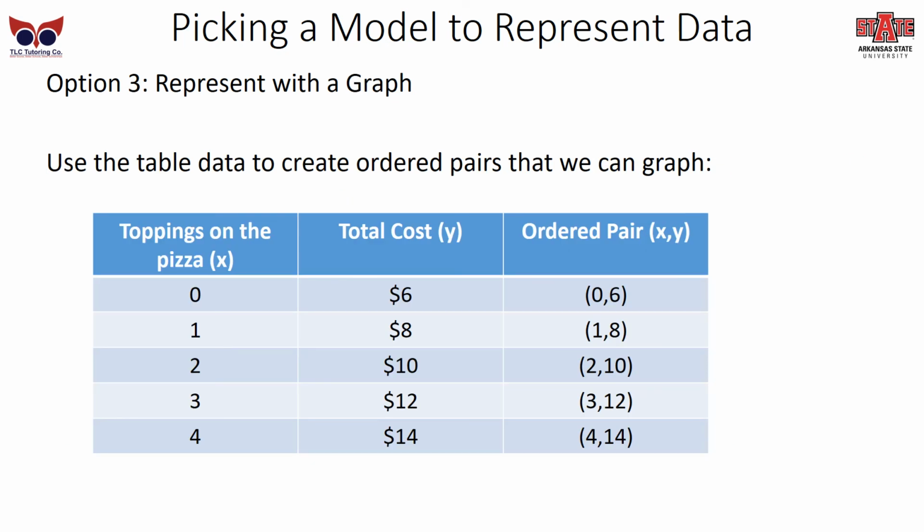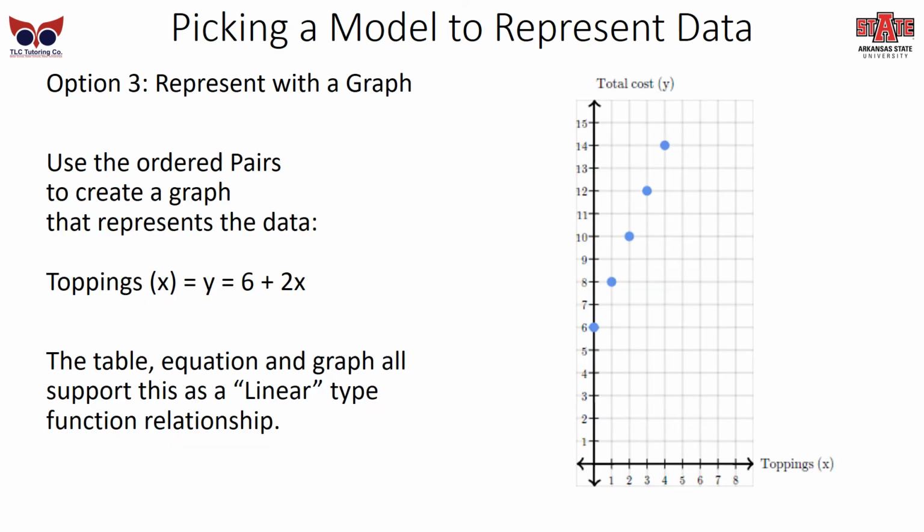And a third option is to represent with a graph. So we could use this table to generate ordered pairs so that when 0 toppings, it's a 6, that's our y, then 1, 8, 2, 10, 3, 12, 4, 14. Then we're going to put it on a graph. So you use the ordered pairs to make a graph that represents this data. So y, or toppings of x, is equal to 6 plus 2x. And the equation, the table, and the graph all support this as a linear type relationship. It's making a straight line, and we can see that clearly here in the graph.